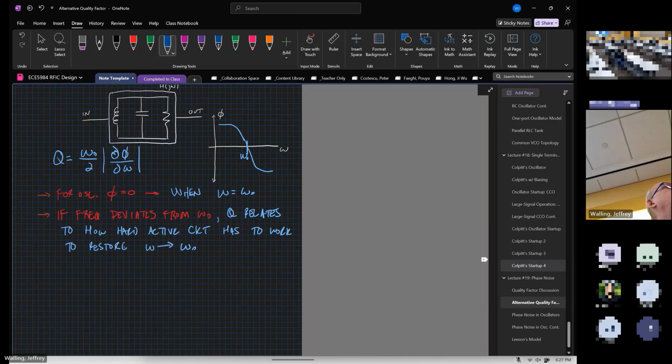All right, now, obviously, the steeper the slope, the easier it is to force the signal back to omega naught. Less work has to be done by the active circuit. So we anticipate that means a higher quality factor.